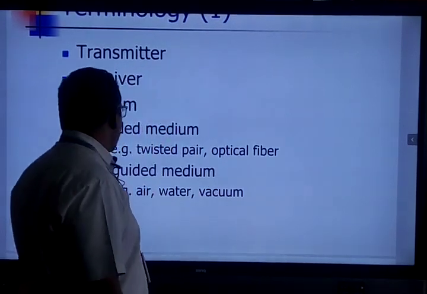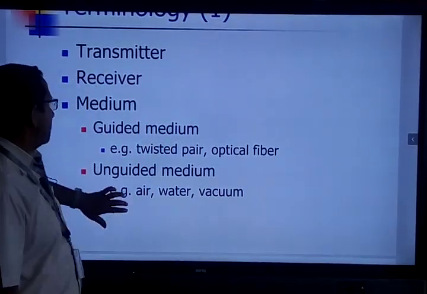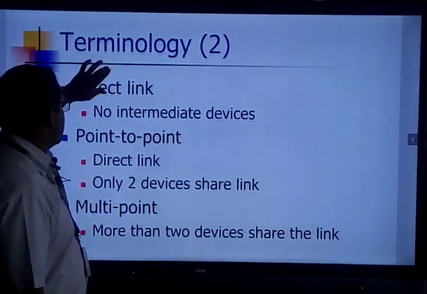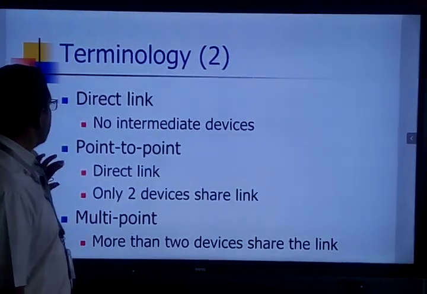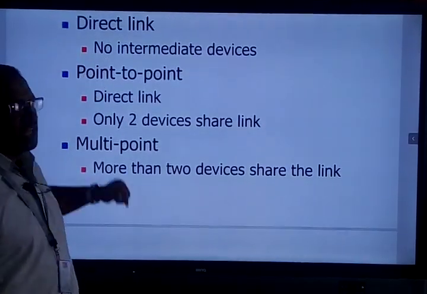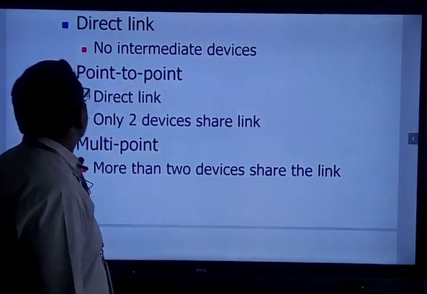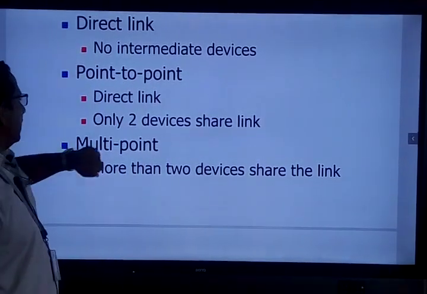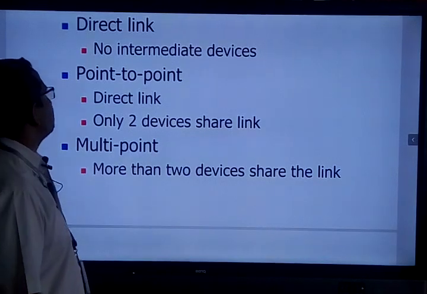In the wireless medium, air, water and vacuum are going to be the medium of data transmission. And coming to the link, we are going to have three different types of links: a direct link, a point-to-point link, and a multi-point link.